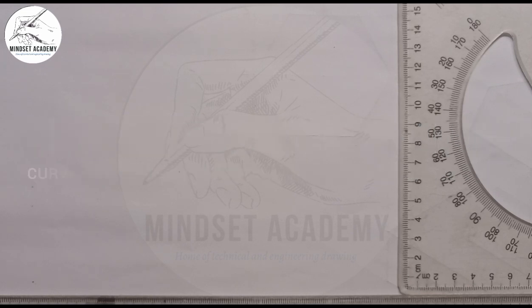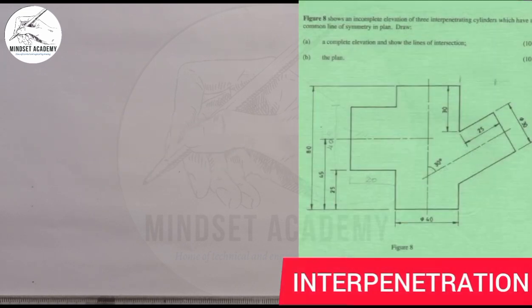And the question says Figure 8 shows an incomplete elevation of three interpenetrating cylinders which have a common line of symmetry in plan. Draw a complete elevation and show the line of intersection.